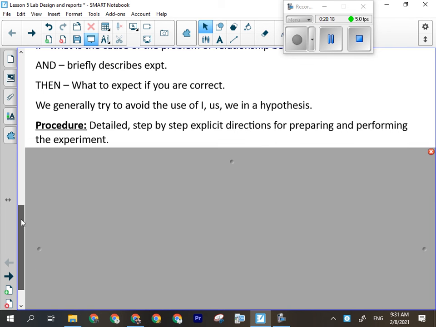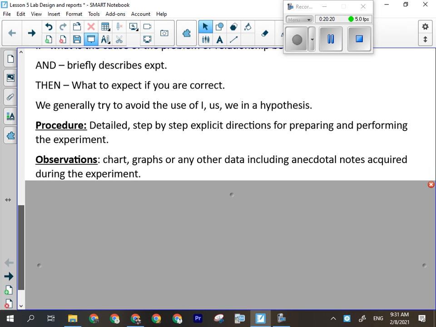Then you're going to have observations: charts, graphs, or any other data, including anecdotal notes, that are acquired during the experiment. Sometimes that's going to be just, the solution turned green. That's a qualitative observation. Other times it could be something like, the cart traveled 5 meters after leaving the ramp. That's something you would have measured with a measuring tape. That's a quantitative observation. Both are equally valid.